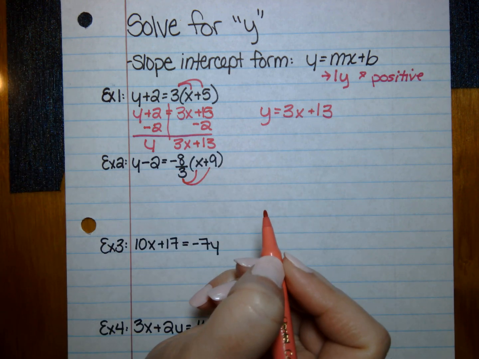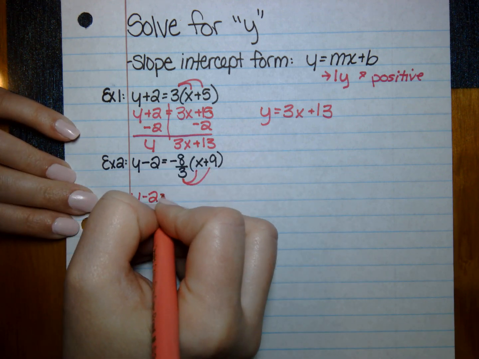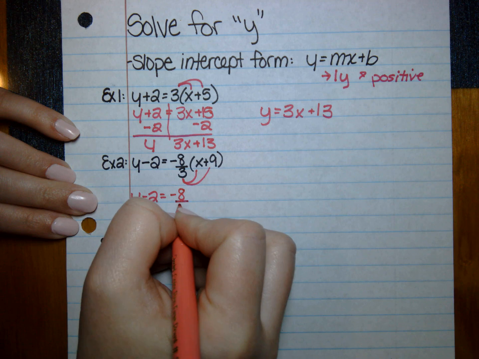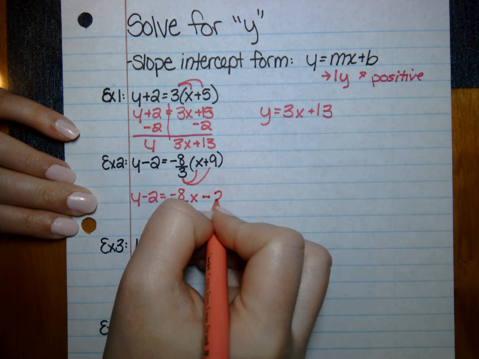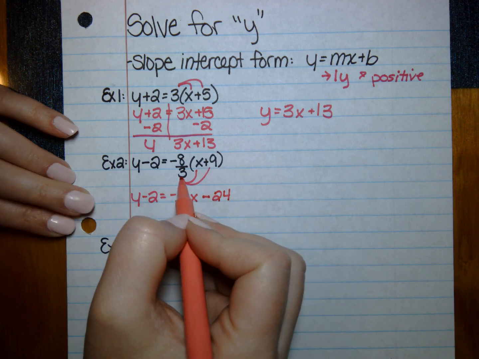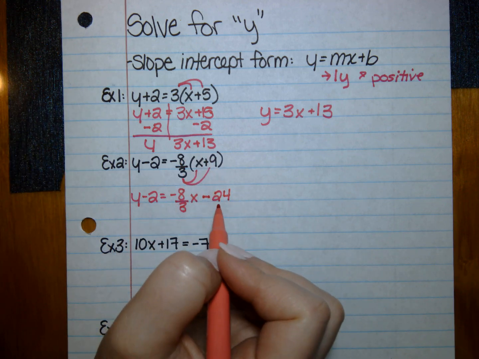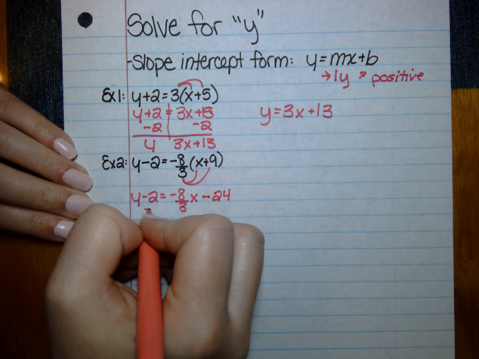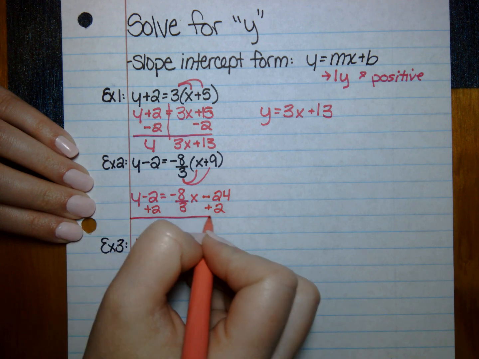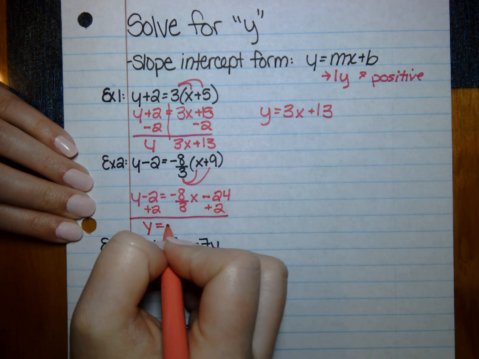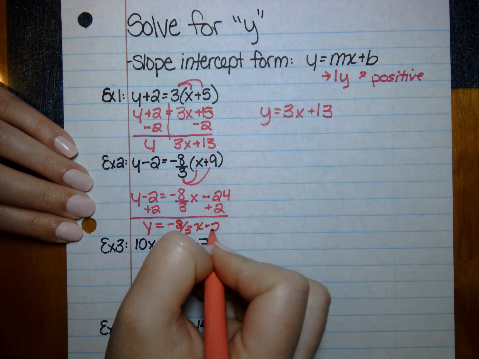So when I do my distributive property, I get y minus 2 is going to equal negative 8/3 x, and then minus 24, because 3 goes into 9 3 times, and then 3 times 8 is going to give me 24, and now I just need to add my 2 to both pieces. So when I add 2 to both sides, I get y is equal to negative 8/3 x minus 22.